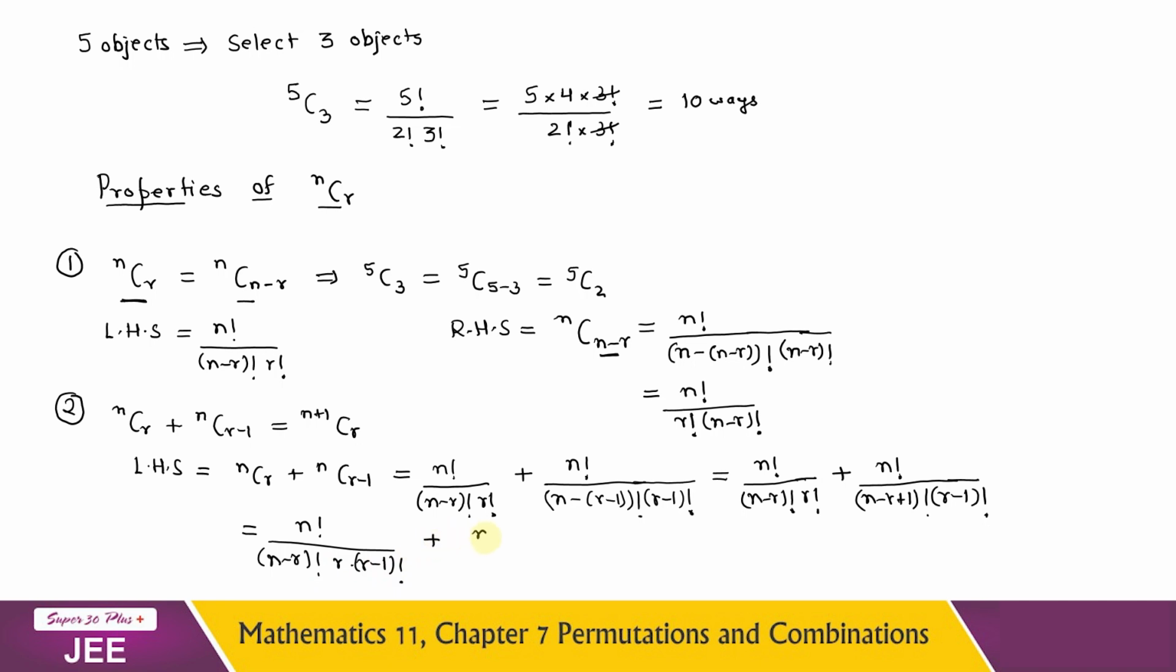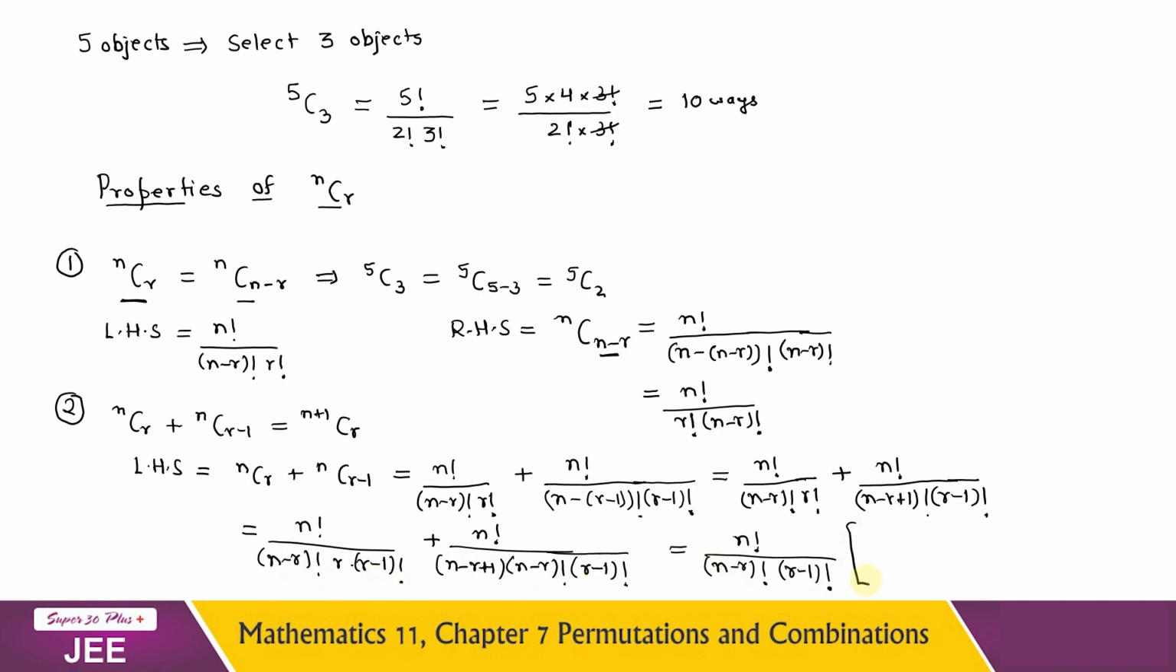Plus the next term can be written as n factorial divided by (n minus r plus 1) and then (n minus r) factorial. Further we have (r minus 1) factorial. Alright, I have reduced this factorial till (n minus r) factorial and this factorial till (r minus 1) factorial. Now we have to take common in the numerator n factorial, and in the denominator we have (n minus r) factorial on both the sides and (r minus 1) factorial.